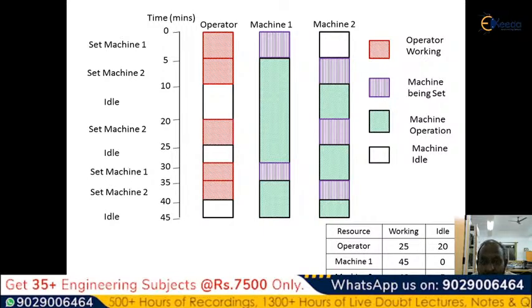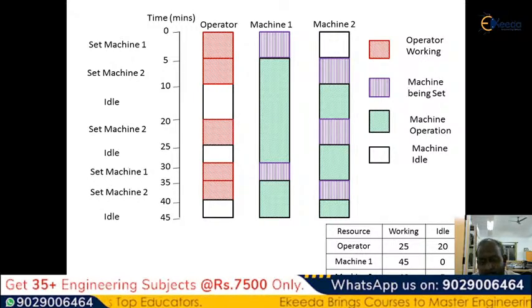Then once the product is ready in machine number 2, he is going to unload it. So from 20 to 25, he is going to set up this particular machine. He is going to take out the product and replace it with another, and it starts running. So in between, what happened? Machine 1 comes into the picture.